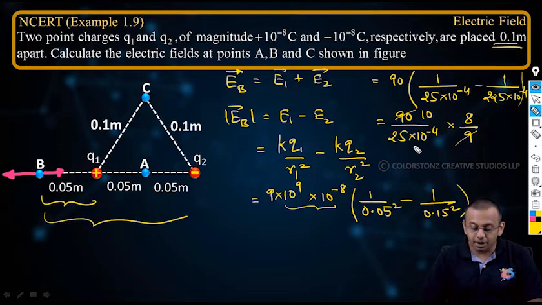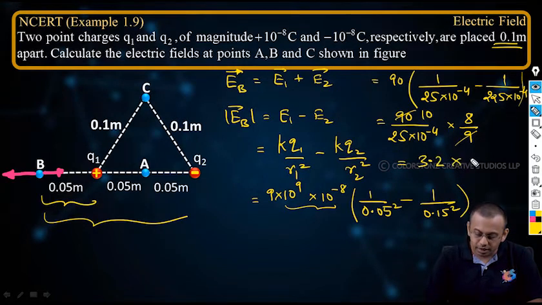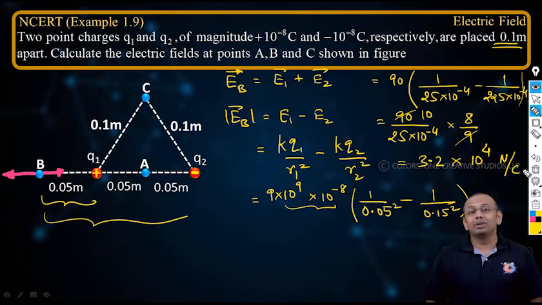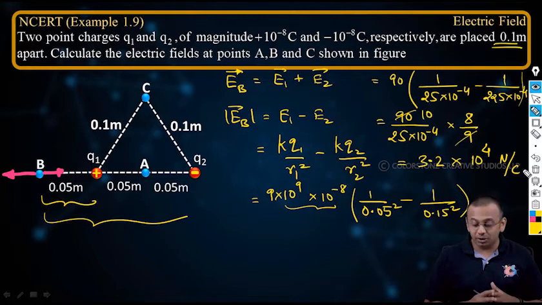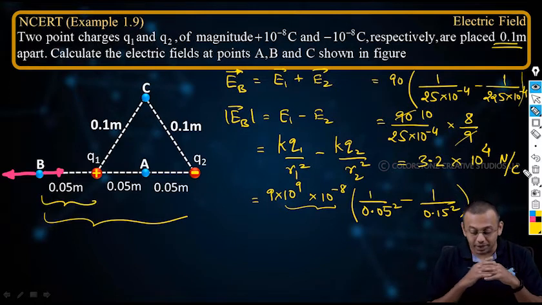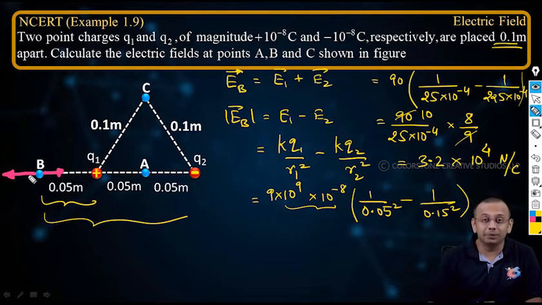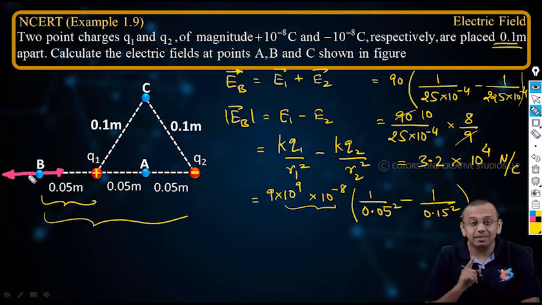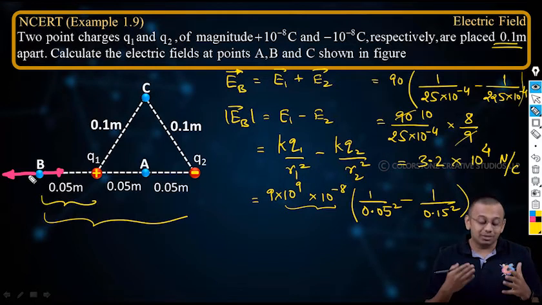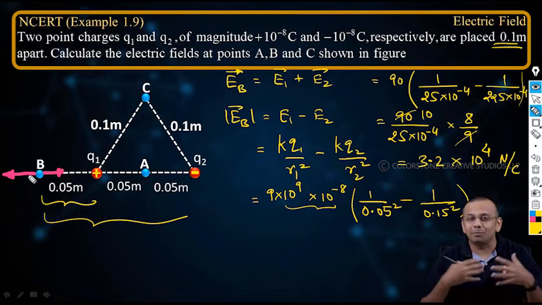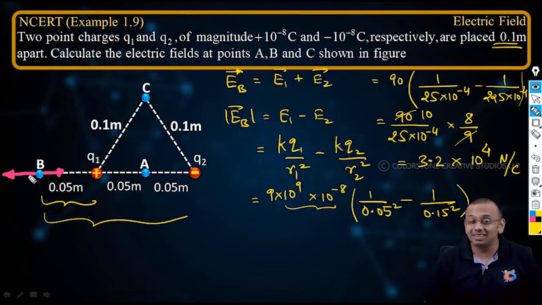Okay. 80 upon 25, which will become 3.2. And this 10 power minus 4 will go to the numerator and become 10 power 4. So it will become 3.2 into 10 to the power 4 Newton per Coulomb. And this will be the electric field at point B. You can see it is lesser than what we got in case A, which was 7.2. And that is because here the fields are getting subtracted. Their magnitudes are getting subtracted.